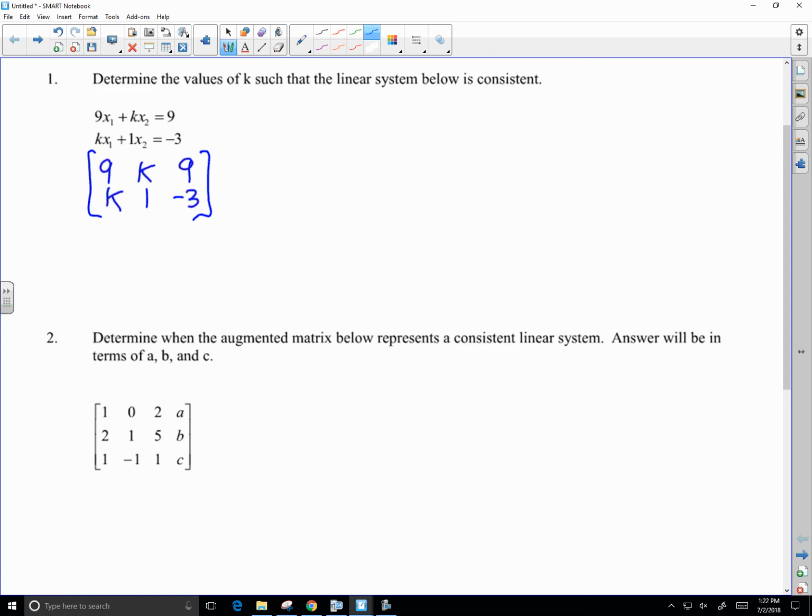If we want reduced row echelon form, then your pivot values should be the only non-zero values in any column. All that basically means is, let's try to row reduce this, so I want to get rid of that K. And if I can, I also want to get rid of that K. So let's do that. If the K is going to go away, I need to divide out a K.